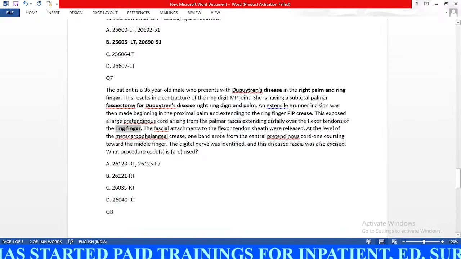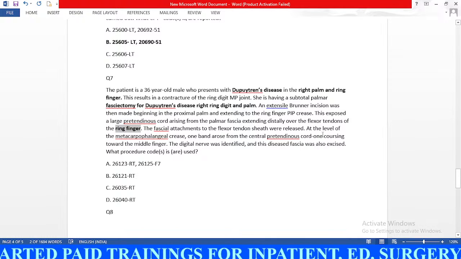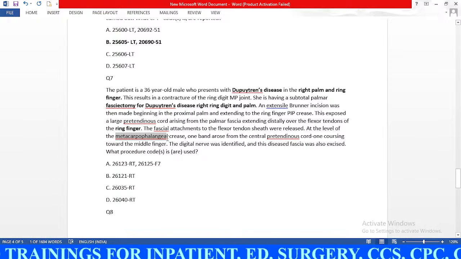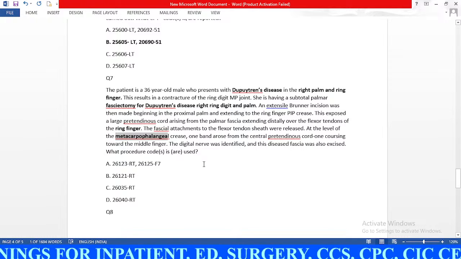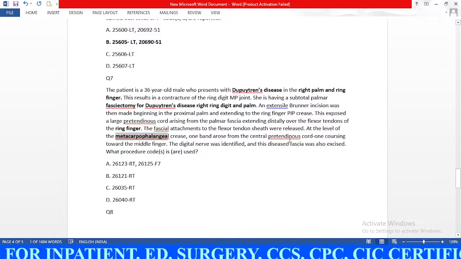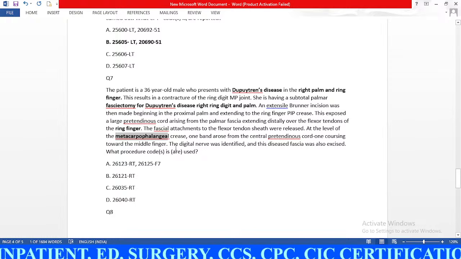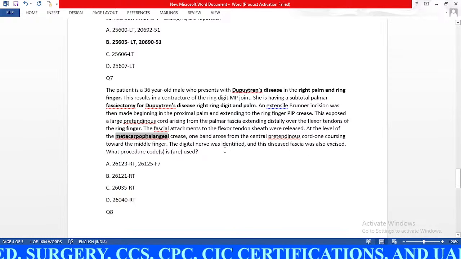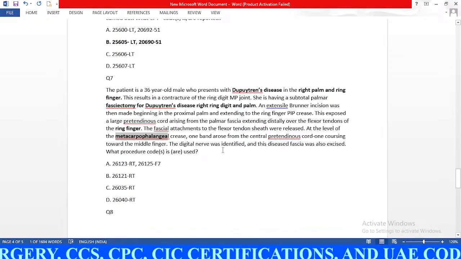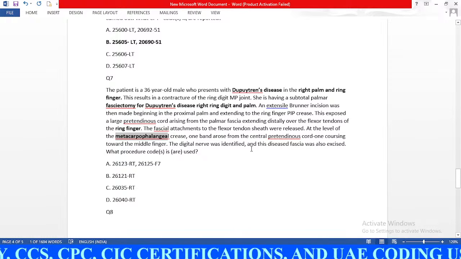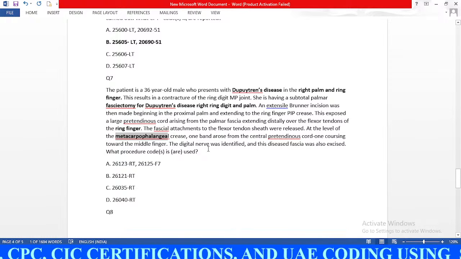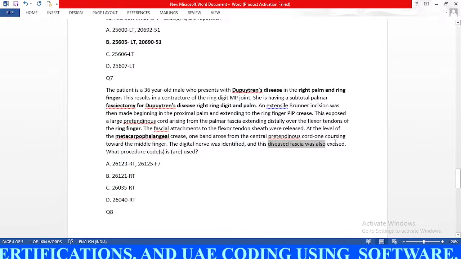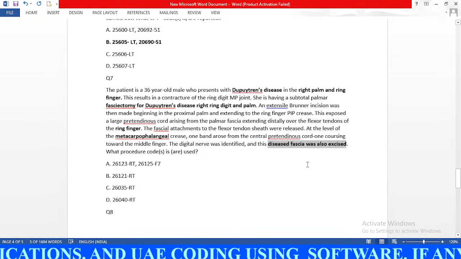The fascial attachments to the flexor tendon sheath were released at the level of the metacarpophalangeal crease. So we can mark it as a keyword, and one band arose from the central pretendinous cord, one coursing toward the middle finger. The digital nerve was identified and this diseased fascia was also excised. So basically here the physician has identified the digital nerve. See here, digital nerve identified and this diseased fascia was also excised. So remove the fascia here.